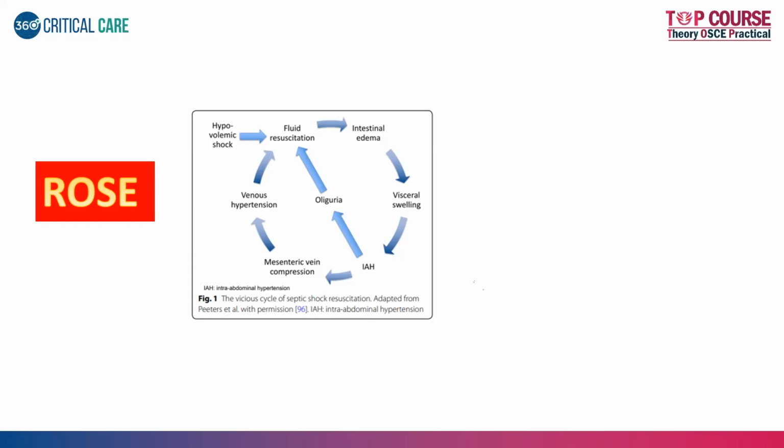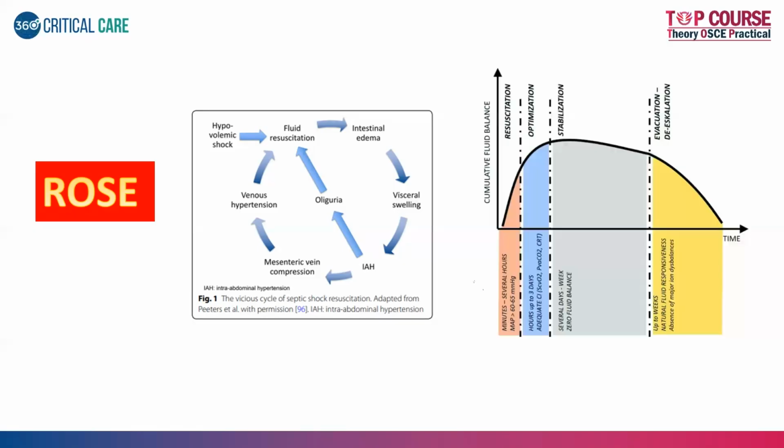We know overzealous treatment with fluids in sepsis leads to volume overload states, and volume overload can cause fluid sequestration, back pressure related issues, and it can lead to a vicious cycle causing visceral swelling, interstitial edema, intra-abdominal hypertension, mesenteric congestion, and it just sets in a cascade of a vicious cycle leading to multi-organ failure, and ultimately it can cause death. Okay, so to prevent this, they proposed a protocol called the ROSE protocol.